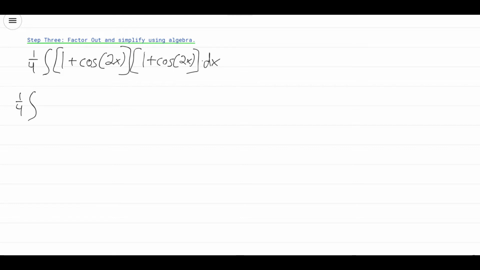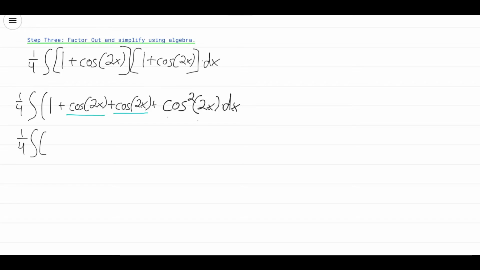Now that I've done that, I'm going to simplify this by multiplying each term. I'm going to FOIL this one out. So 1 plus cosine 2x plus cosine 2x plus the last terms being multiplied, which are cosine squared 2x, times dx. And of course, I'm going to underline these two terms that are alike. Then I can simplify this to be 1 plus 2 cosine 2x plus cosine squared 2x times dx.